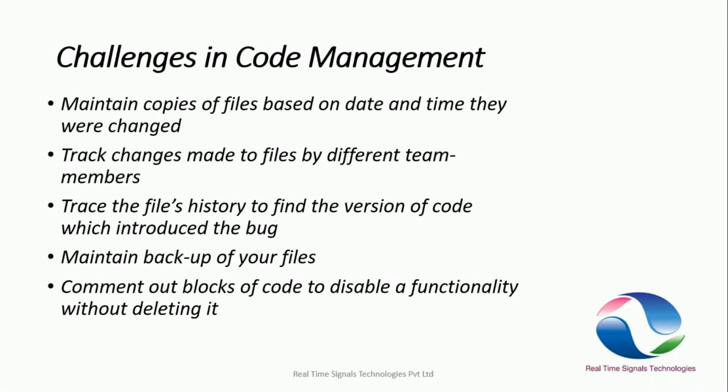3. Trace the file's history to find the version of code which introduced the bug. Code undergoes regular changes either during development or maintenance phases. It's quite possible to inadvertently change something that causes the code to misbehave and not work as expected. In such situations, it'd be helpful to view the timeline of changes in code to pinpoint the exact cause of the bug.